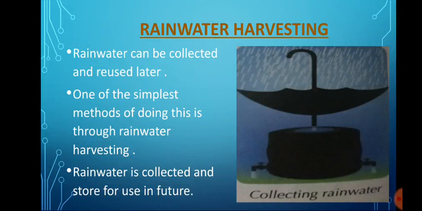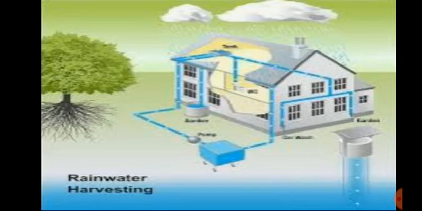Now, the next topic of the chapter is rainwater harvesting. Rainwater can be collected and reused later. One of the simplest methods of doing this is through rainwater harvesting. Rainwater is collected and stored for use in future. Children, we can collect and store rainwater for future use.